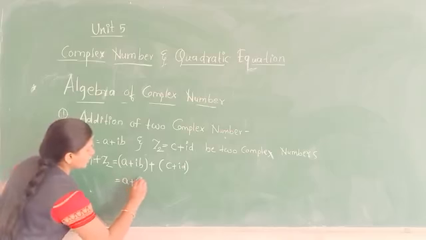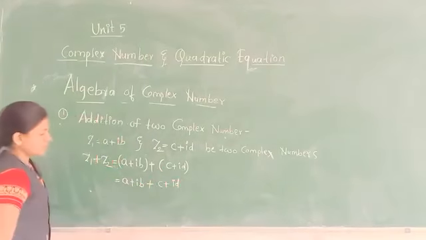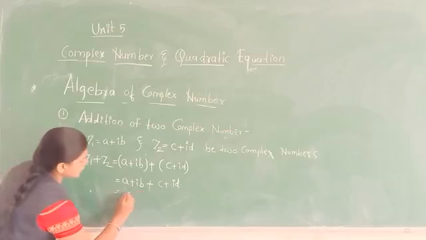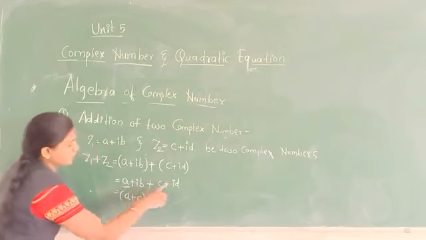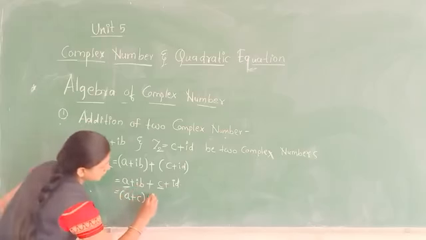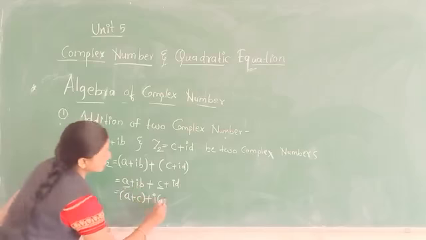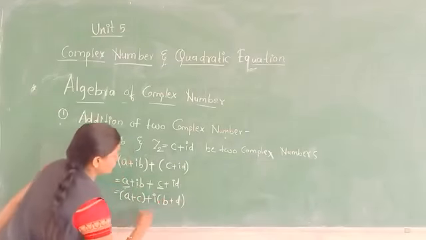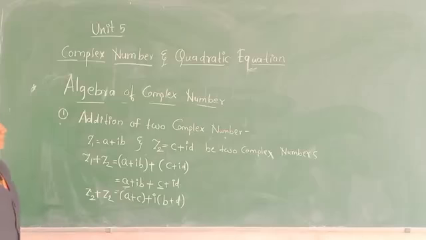So a plus ib plus c plus id. Here we take the real parts together, that is a and c, so a plus c, plus ib plus id. Here I will take i common, and the remaining part is b plus d. This is the addition of two complex numbers. Here, let us take one example.